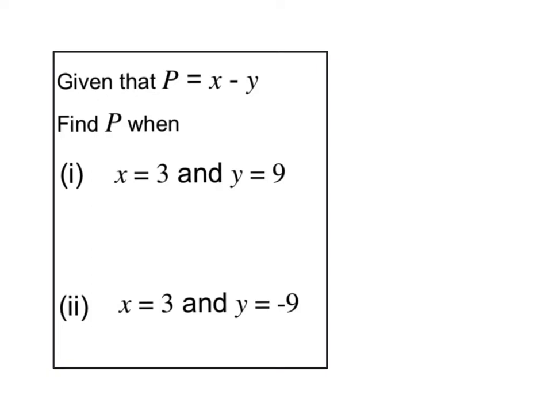Given that p equals x minus y, find p when x is 3 and y is 9. So this means that we need to substitute in, so x is now 3, so this 3 needs to go into here, and y is now 9, so this 9 needs to go into here.